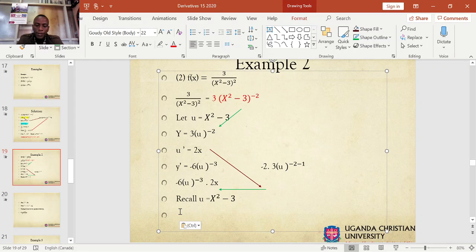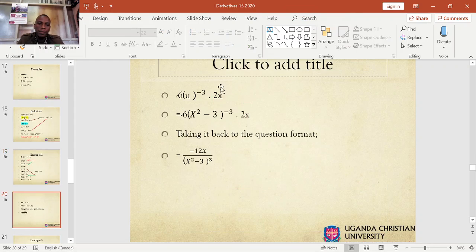So it will be negative 6 into x squared minus 3, to the power negative 3, times 2x. So it will be negative 12x into that.